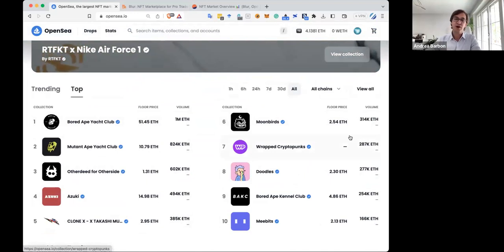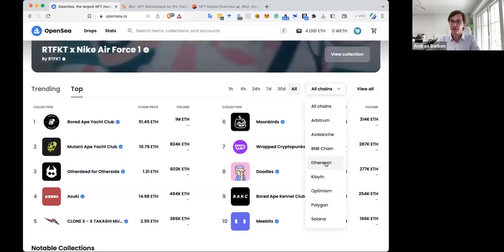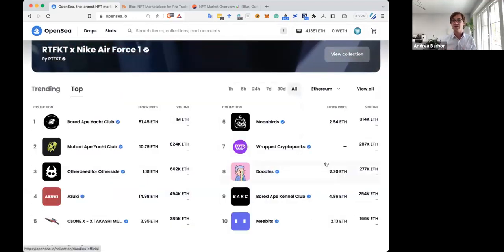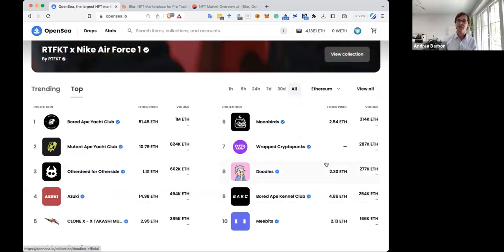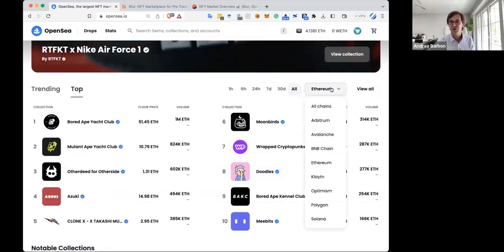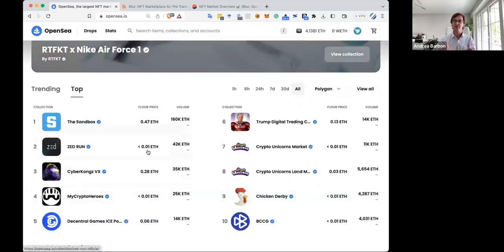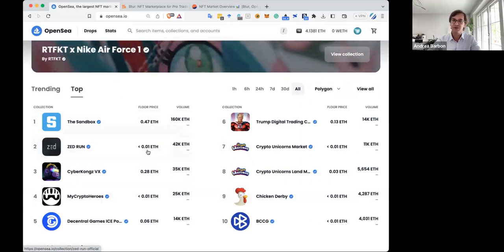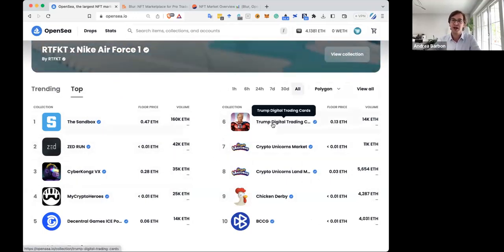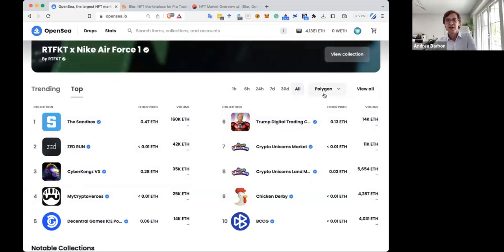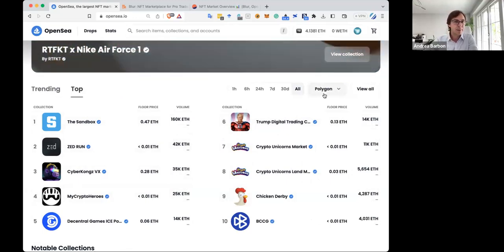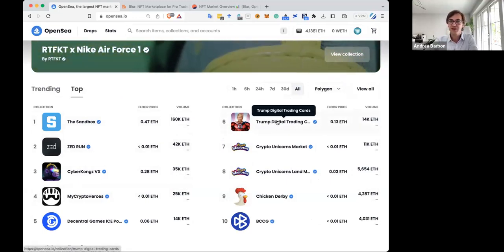And you can also filter by blockchain. So now we're looking at all possible blockchains together, but we could focus on Ethereum, okay? And by the way, the biggest chunk of NFT trading activity actually happens on Ethereum. So you can see that Ethereum or all chains actually look alike, okay? But you could also look at NFTs on Polygon, for instance, and then you would have a different set of performing NFTs. For instance, the NFTs launched by Donald Trump, the Trump digital trading cards, are trading on Polygon.